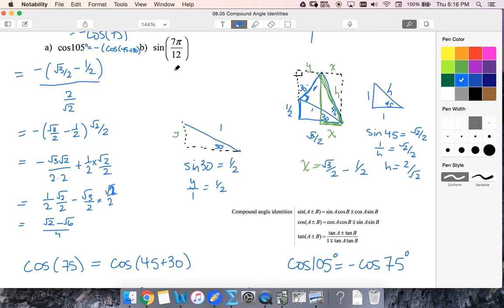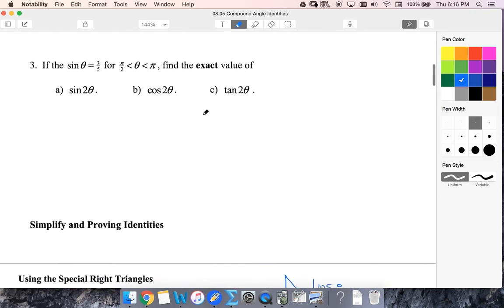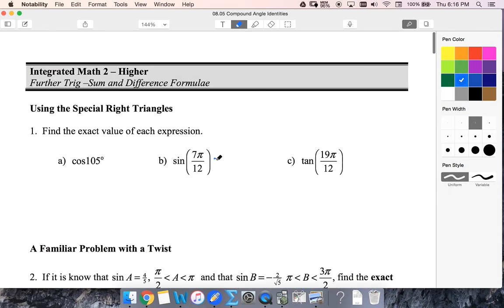The 7 pi over 12, there's a hint there that 7 pi over 12 is the same as pi over 4 plus pi over 3. And 19 pi over 12, well, that's of course pi. So I'm going to take away a pi, and then I'm going to have a 7 pi over 12 left. So very similar over here, because 7 pi over 12 is these guys. All right, so try those out, but come back and we're going to look at using our formula to solve problems like this.